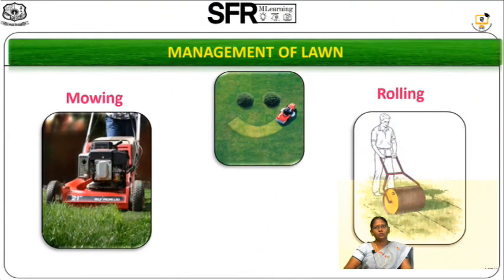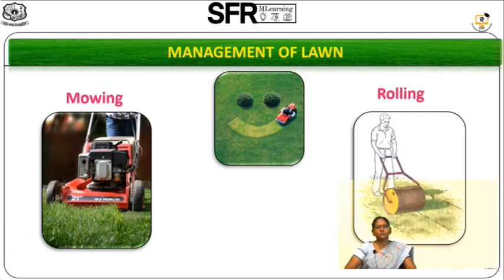Coming to the maintenance of the lawn, after getting the small sprouts, we have to go for maintenance. Proper irrigation of the lawn is very important. We have to give irrigation, proper fertilization and everything, but two practices are very important for lawn maintenance: one is called mowing and the other is called rolling. You might have seen these two in pictures.